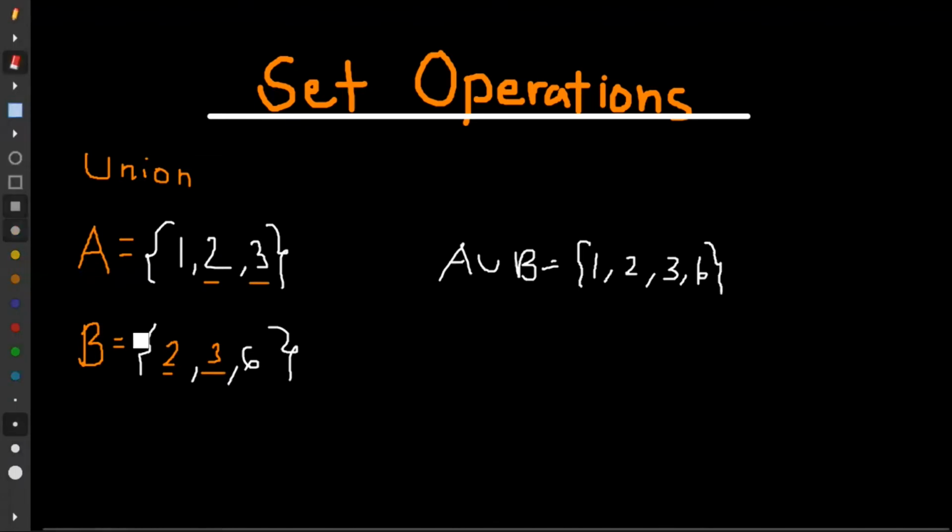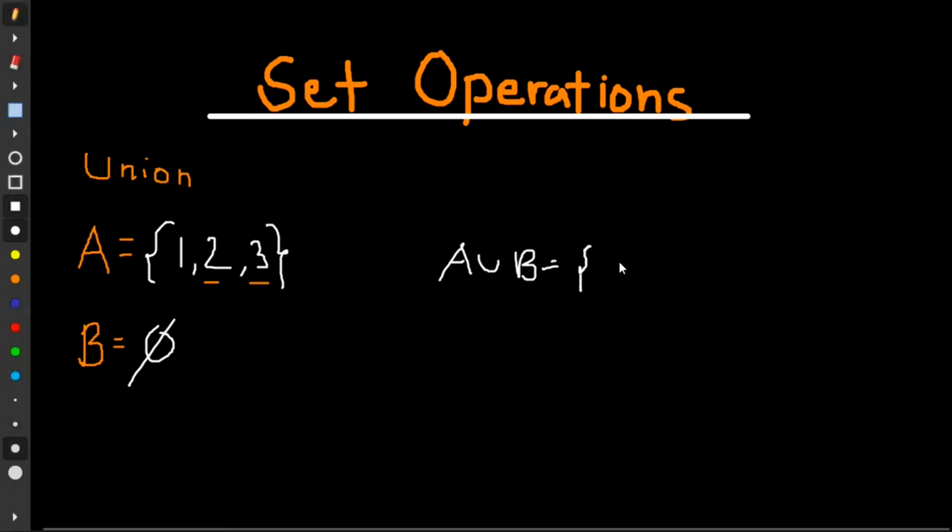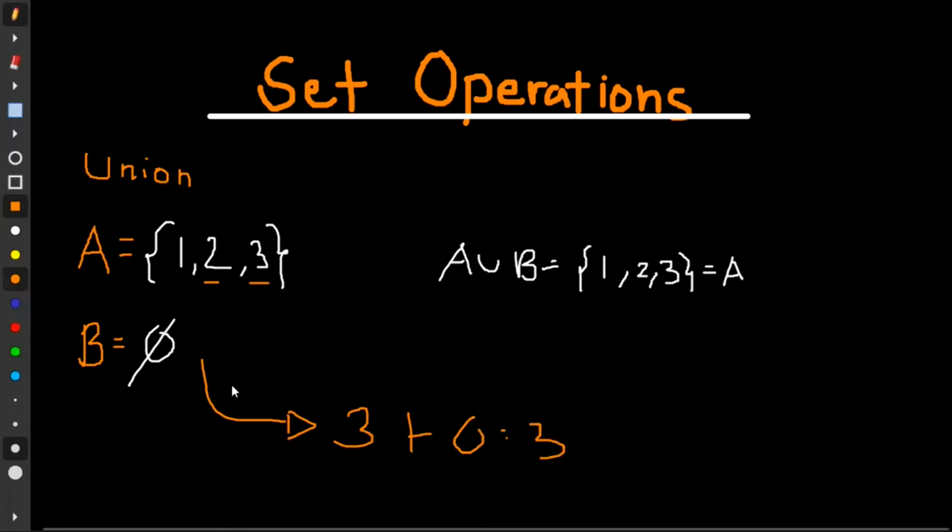Next, let's say for example that set B refers to the empty set. What would be their union? Their union would simply be 1, 2, and 3, or simply A. Why is that? It's like saying A is some number, say 3, plus the empty set 0. So their sum is still 3.